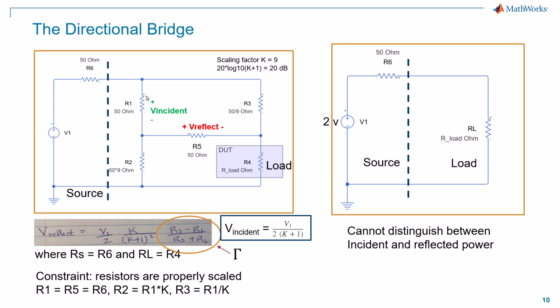I guess I didn't say it, but one nice thing about this directional bridge structure, when you use it like this at bridge balance, is that the resistance from top to bottom is going to be 50 ohms.